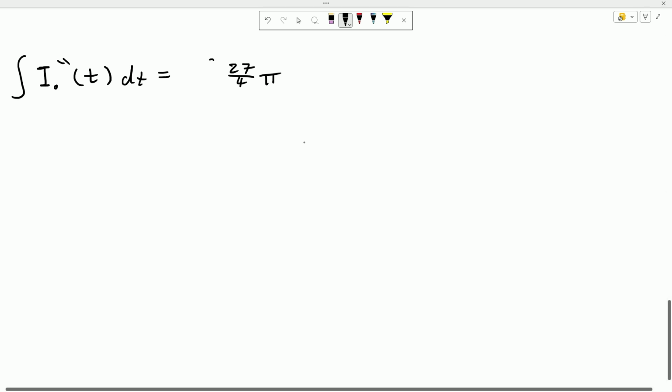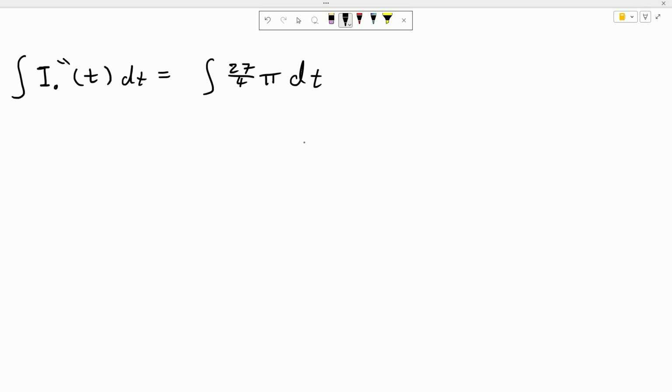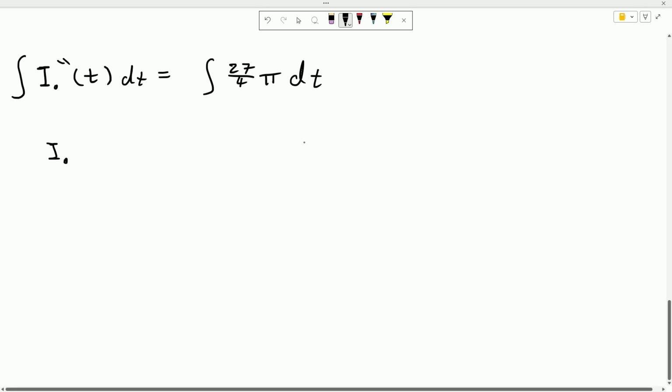So we're going to integrate both sides with respect to t. And of course, on integrating I sub 0 double prime of t, we're just going to get the first derivative of I sub 0 of t. And here 27 over 4 pi is just a constant, so we're going to get 27 pi over 4 t, and of course plus some constant which I'm going to call c1. And now we need to evaluate this constant. So how do we evaluate it?